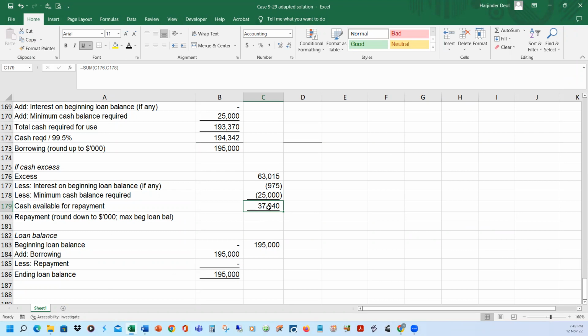Even if this number was $37,940, you still could not repay 38,000 because that'll result in our ending cash balance dropping below 25,000. So the only option available to us is to round down. And so you round down to 37,000. You're going to repay $37,000 in February, leaving us with a loan balance of $108,000.